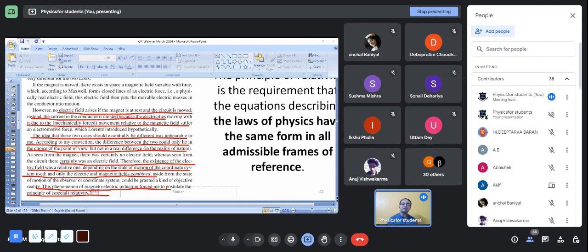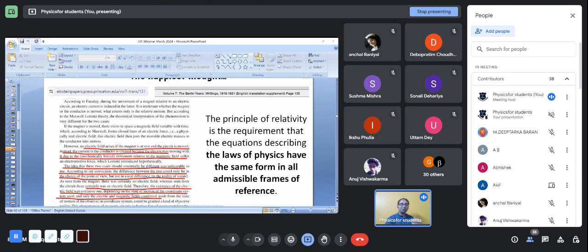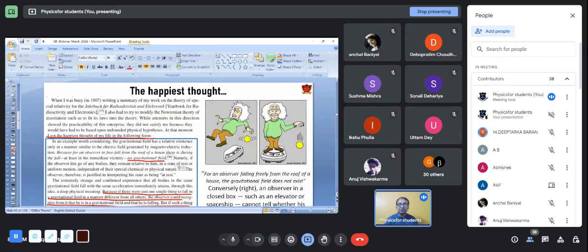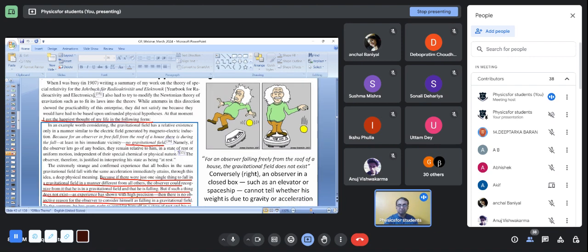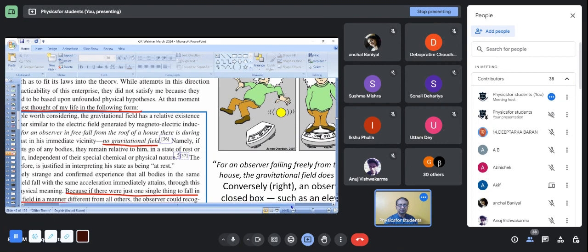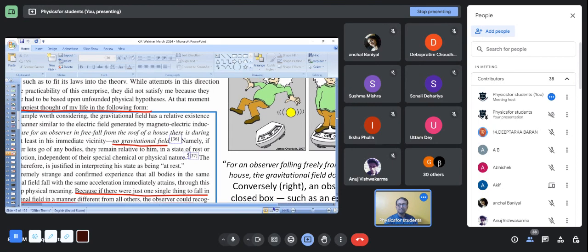What was the principle of special relativity? That the laws of physics have to be the same in all admissible frames of reference, which I have written here. So why I showed you the exact writing is so that you really get an understanding. Also, you see he writes over here an example worth considering. Okay, let me zoom it further for you. The box, this one. Read this carefully.